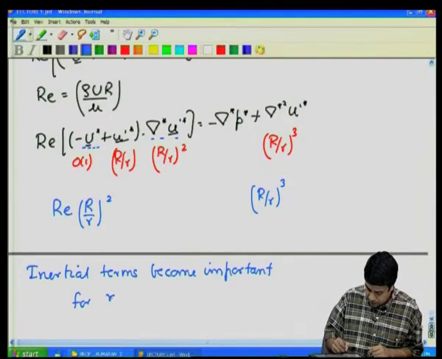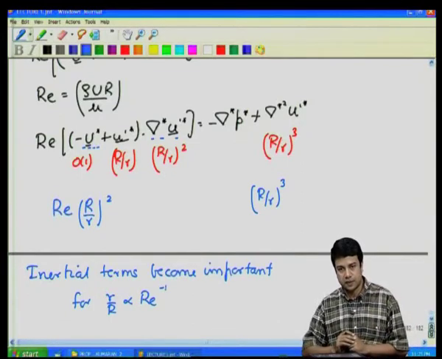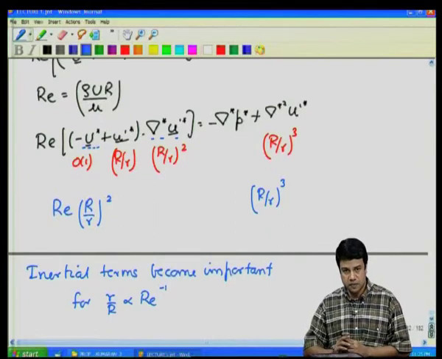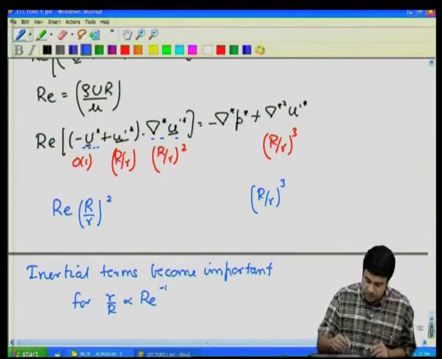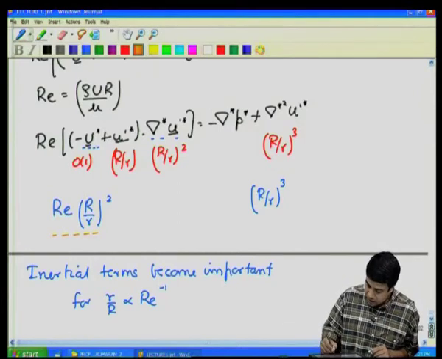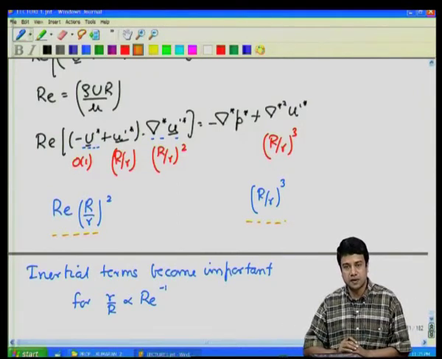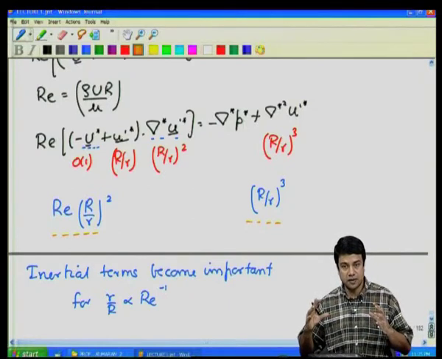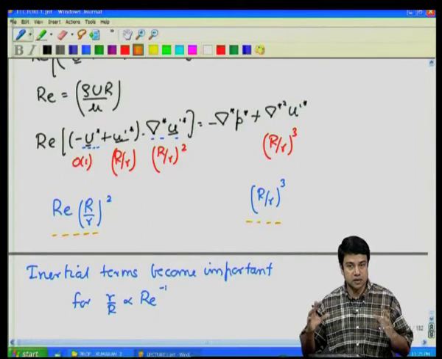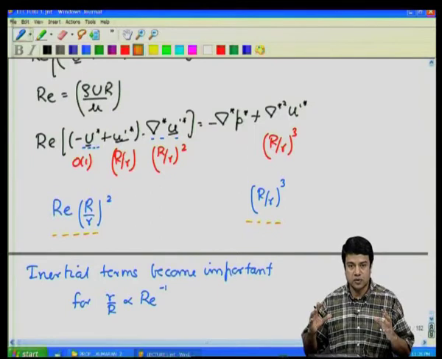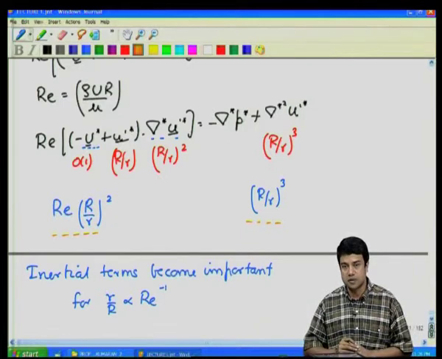For r by R proportional to Re inverse, you can see that this term on the left hand side is of the same magnitude as the term on the right hand side. So, there is going to come some radial distance from the object at which the inertial and the viscous terms become comparable to each other. That radial distance is proportional to the inverse of the Reynolds number. So, that distance becomes larger and larger as the Reynolds number becomes smaller and smaller.